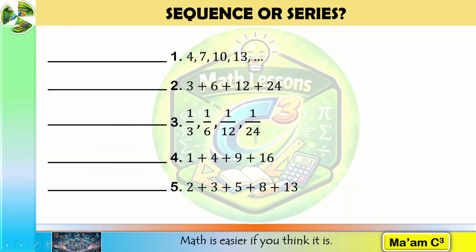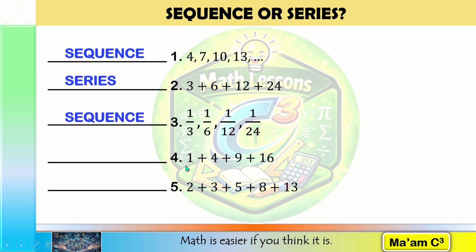Let's have an activity: sequence or series. This one is sequence, while this one, series. This one, sequence. And this one, series. This one is also series. Once again, when numbers are separated by commas, it is a sequence. When numbers are connected using addition symbol, it is a series.